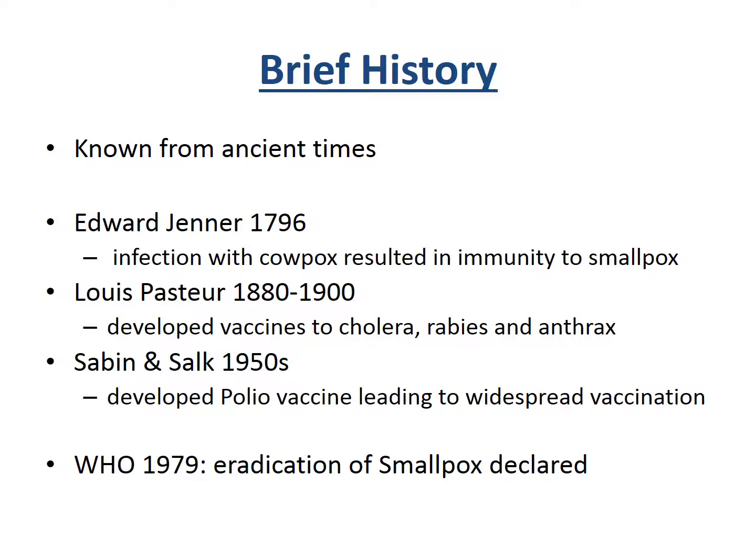And then we have Louis Pasteur, who was around in the late 1800s in France. He developed vaccines to cholera, rabies and anthrax and really started vaccination science off on its current growth and importance in public health.